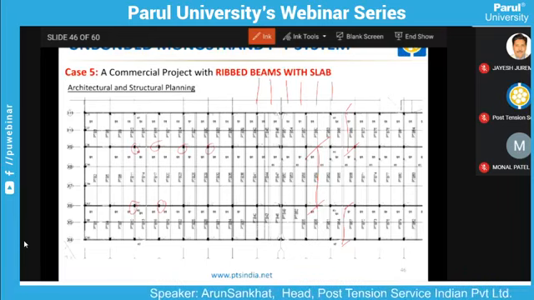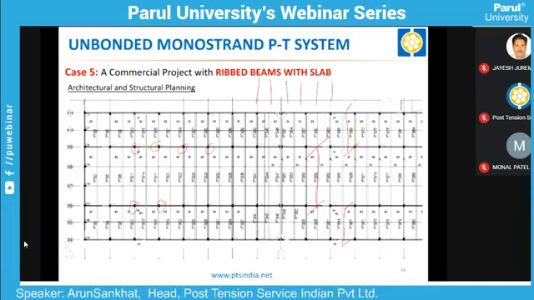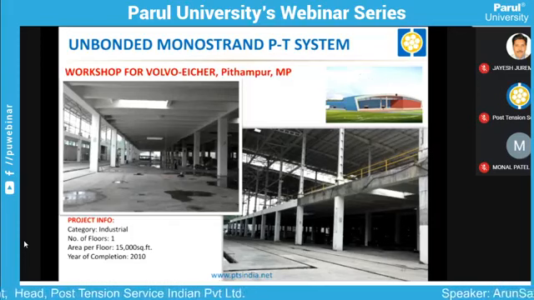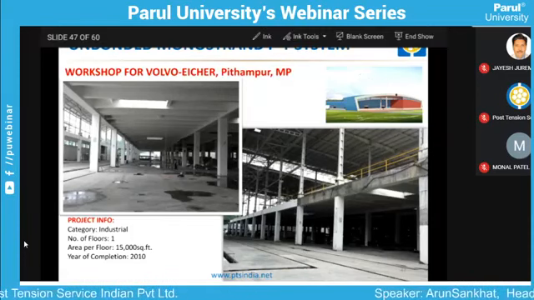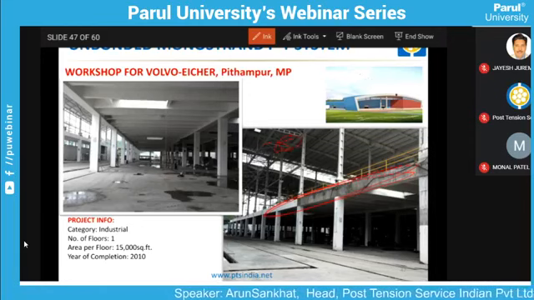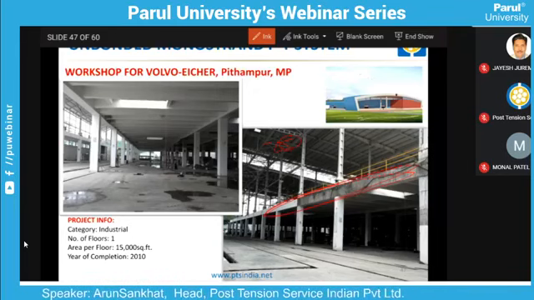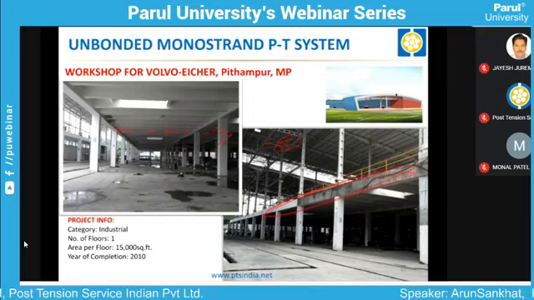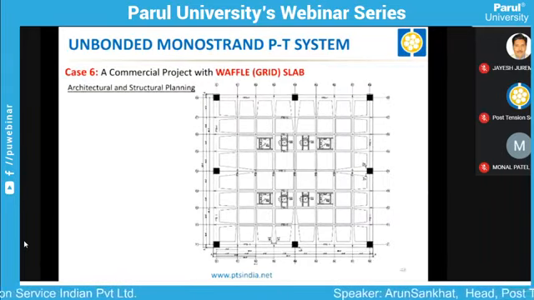This was for the Volvo Eicher workshop in Pithampur in Indore. We'll see the image if it is there. Yeah. So this is the project wherein you can see that this floor is a PT floor, and the floor above is a roof which is steel, a lightweight roof. So this floor was an operational floor, and it was having a huge load. That is why, and the spans were more. This is 16 meter. There is a 20 meter inside, like that. So this is a unique structure.